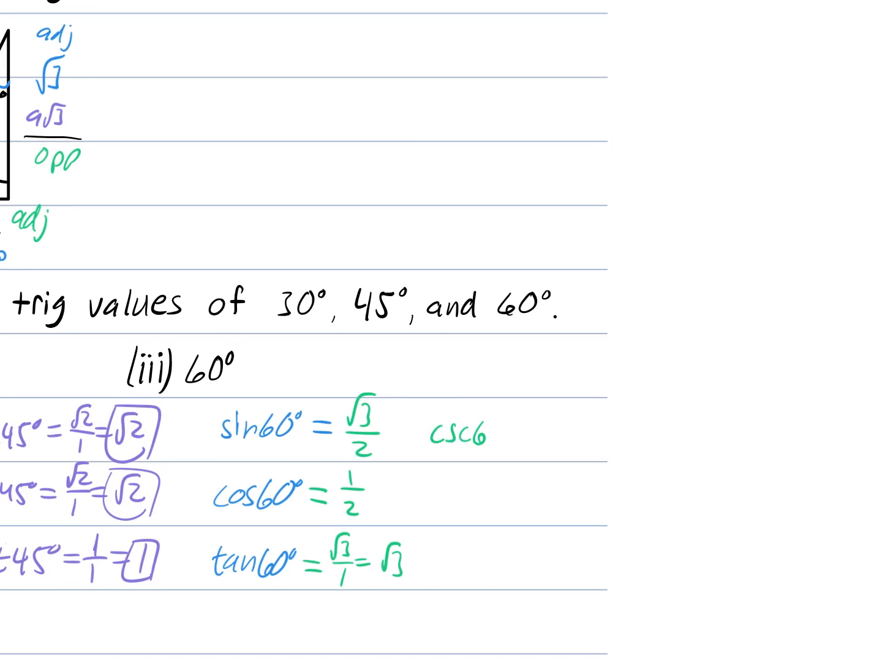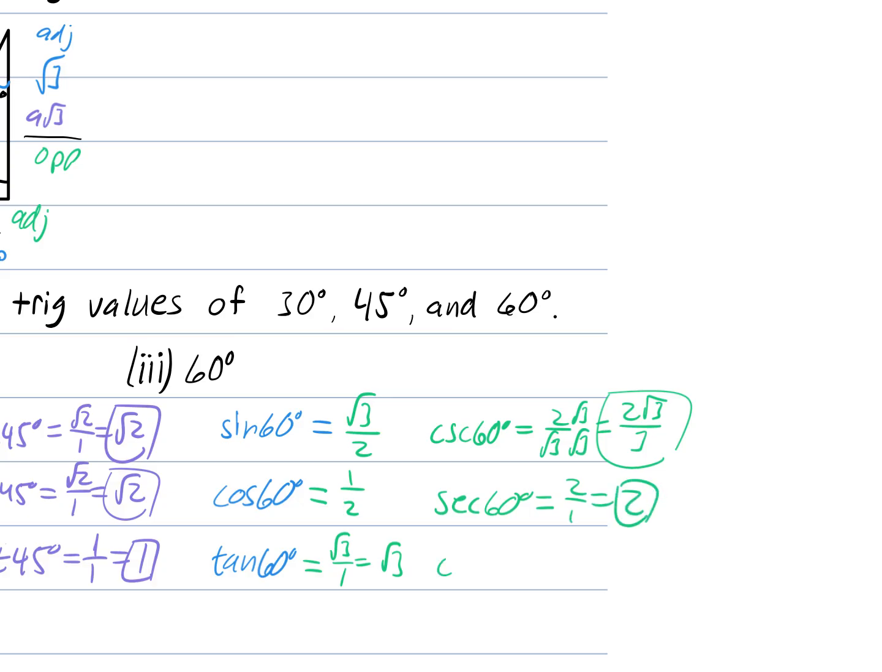All right, now to find the reciprocal ones, just take the exact values that you just found and flip them. So it's going to be 2 over square root of 3. Rationalize that denominator, and it's going to be 2 square root of 3 over 3. For secant, take the reciprocal of what you got for cosine. That's 2 over 1, which is 2. And now for cotangent, take the reciprocal of tangent, which is going to be 1 over the square root of 3, which you need to rationalize.